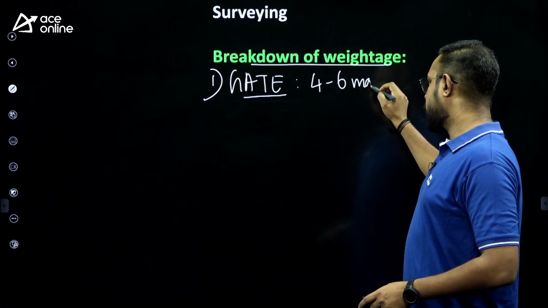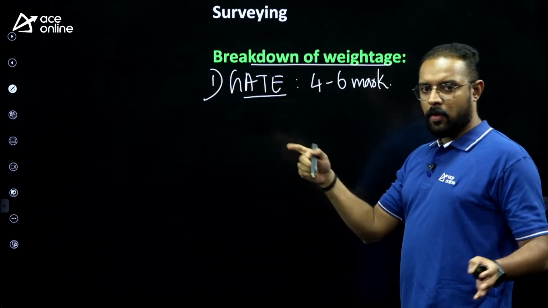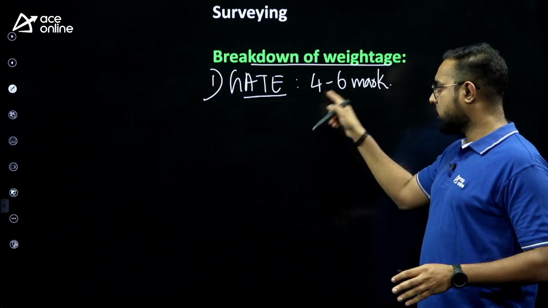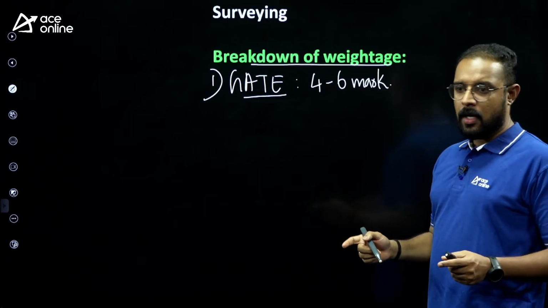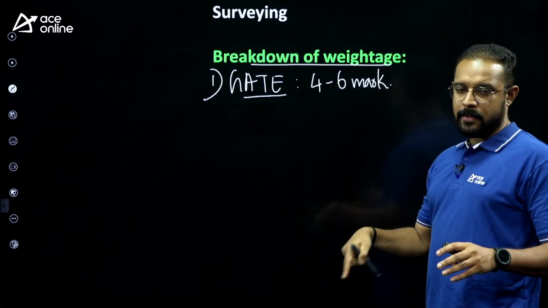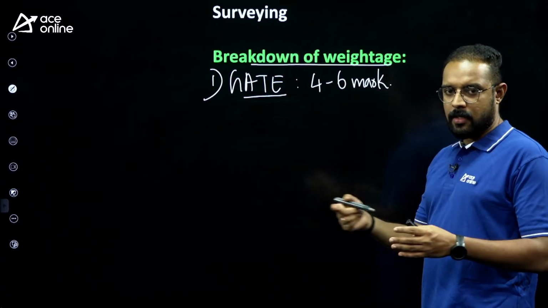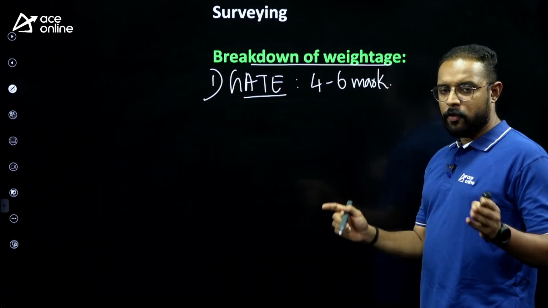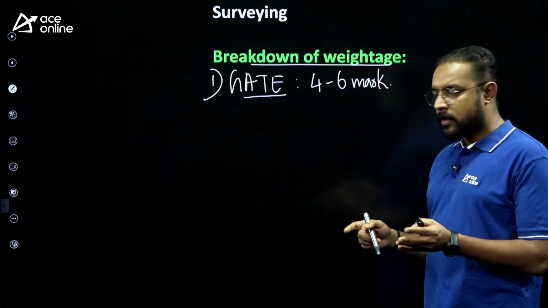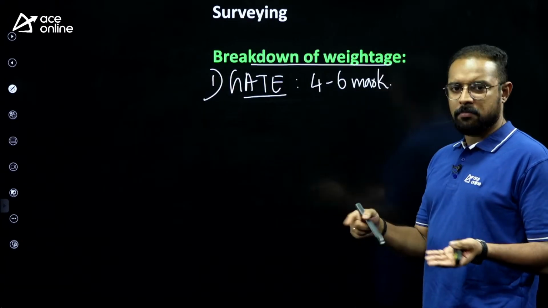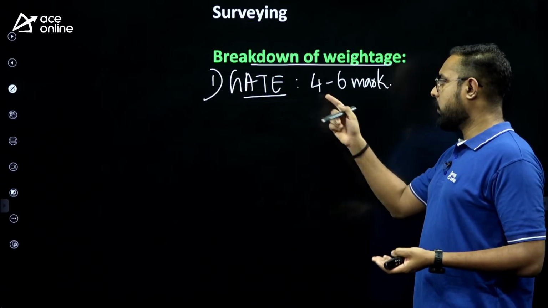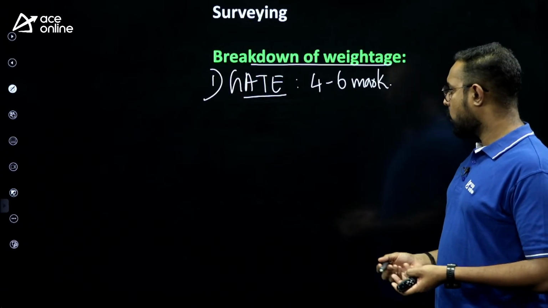As I told you, the basics of the first 4 chapters will give you around 1 question. The other important topics like leveling, omitted measurements, traversing, errors and adjustment will give you 2 to 3 marks. The basics of the last 4 chapters will give you around 1 question, maybe 1 or 2 questions. So that will add up to be around 4 to 6 marks.